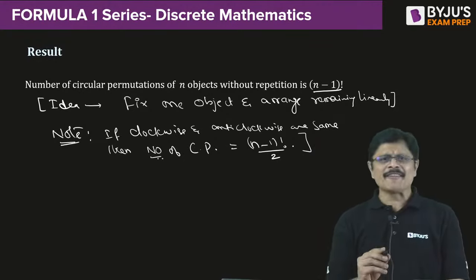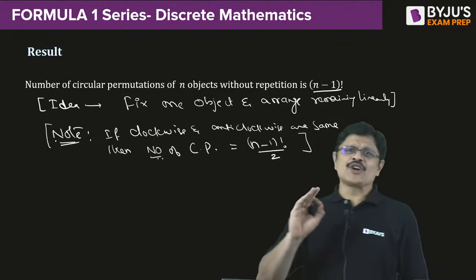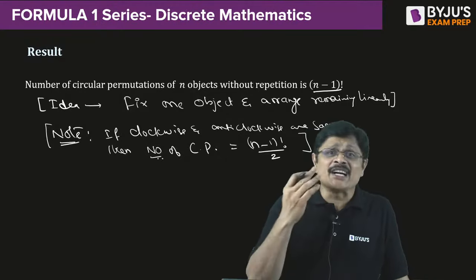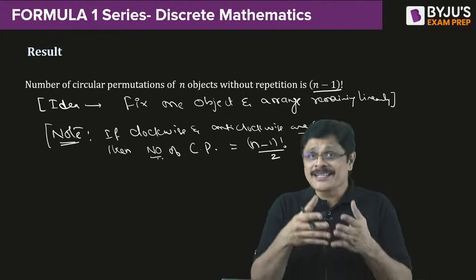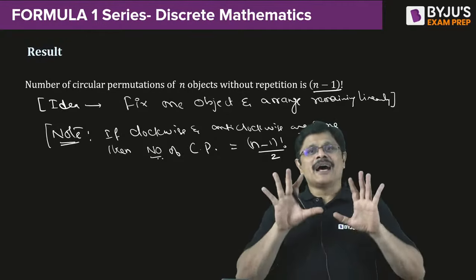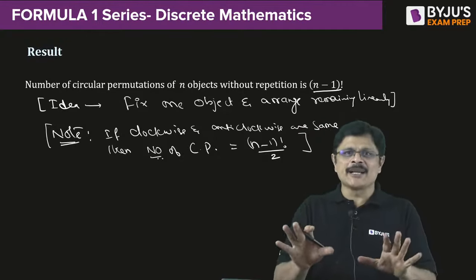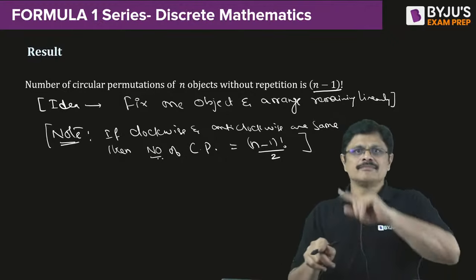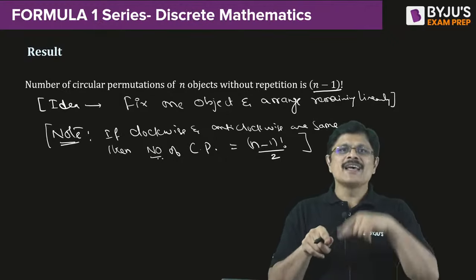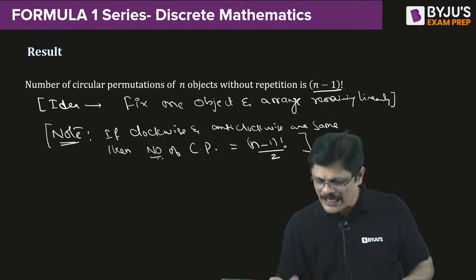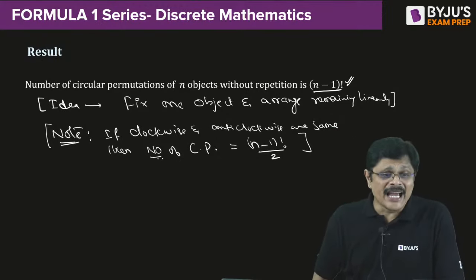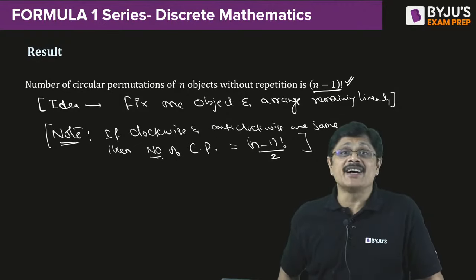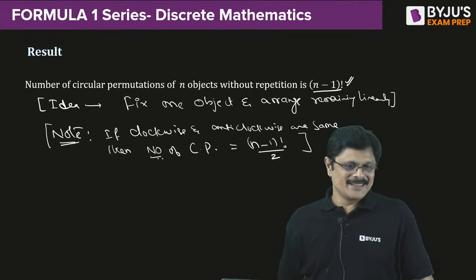See, unless it is explicitly mentioned, or it is understood from the problem, as I told you, the garland problem with beads or the Hamiltonian cycle problem, we assume that clockwise and anti-clockwise are different. So the answer would be n minus 1 factorial, my dear friends. The answer would be n minus 1 factorial. Is the idea clear?